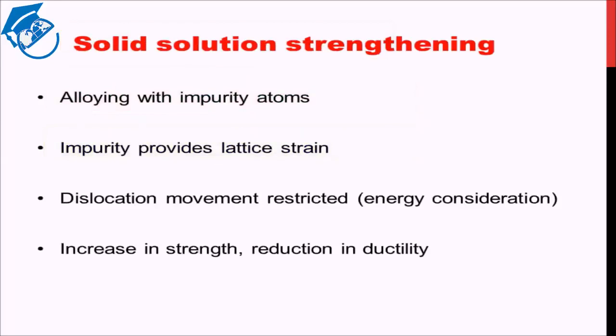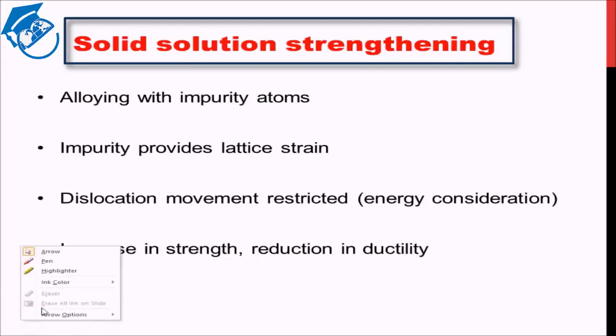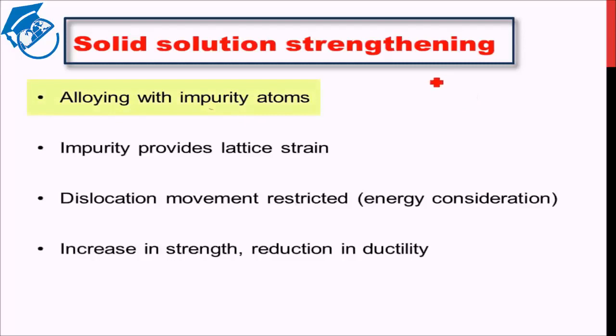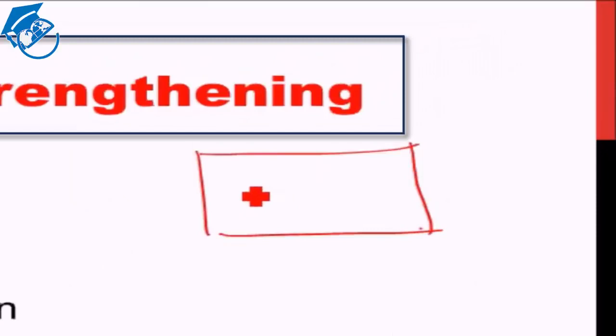The second method to increase strength is known as solid solution strengthening. What is a solid solution? A solid solution is basically when you have a metal and you alloy it with a different kind of atom. Okay, so there is alloying with impurity atoms. So if you have iron, and let's say we alloy it with carbon atoms, there will be carbon atoms spread throughout the iron matrix.